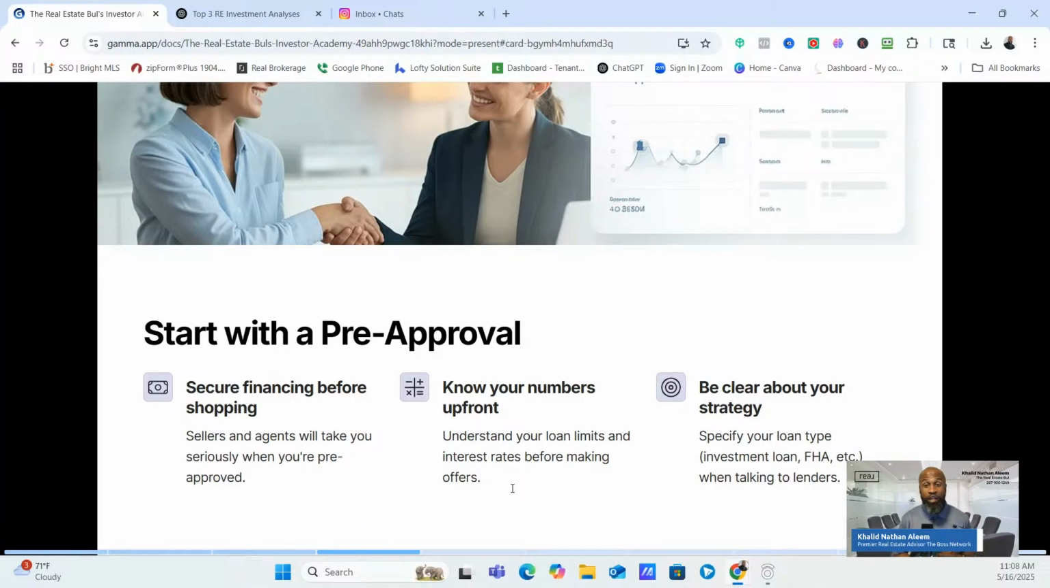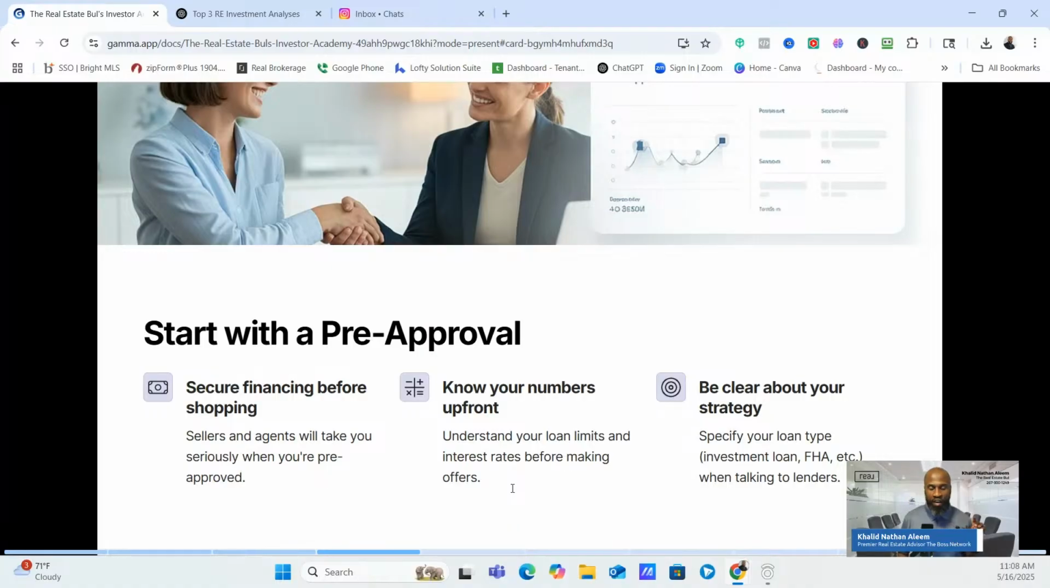Now, proof of funds can look like a number of things depending on how you're buying. So, if you're buying something for cash, then proof of funds is going to look like your bank statement or your broker statement of where you're getting that money from. You need it. Nobody's going to take you serious if you don't have proof of funds. So that's if you're buying with cash.